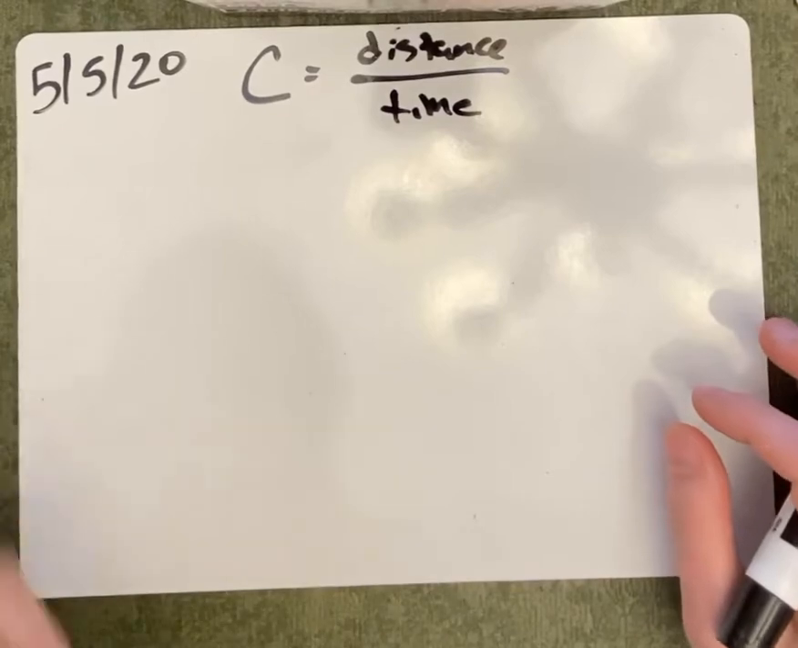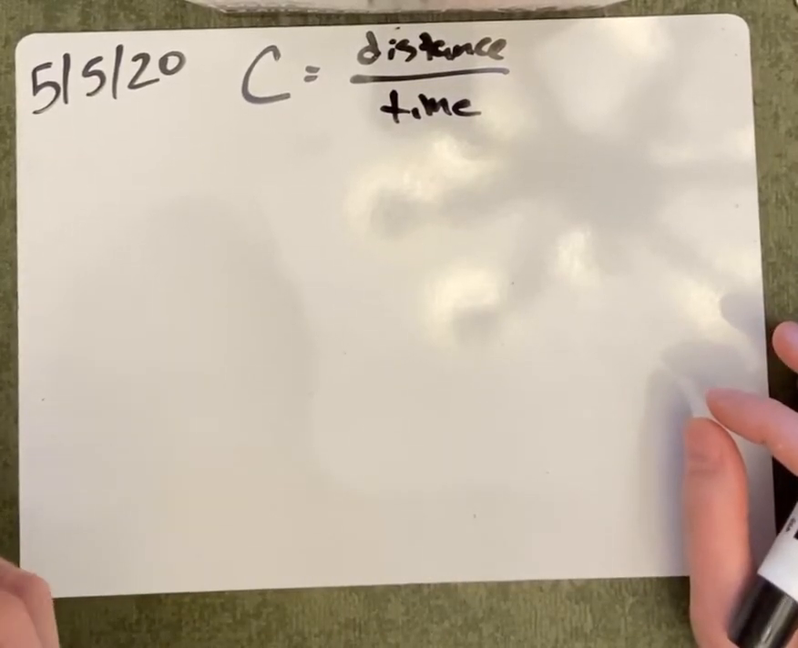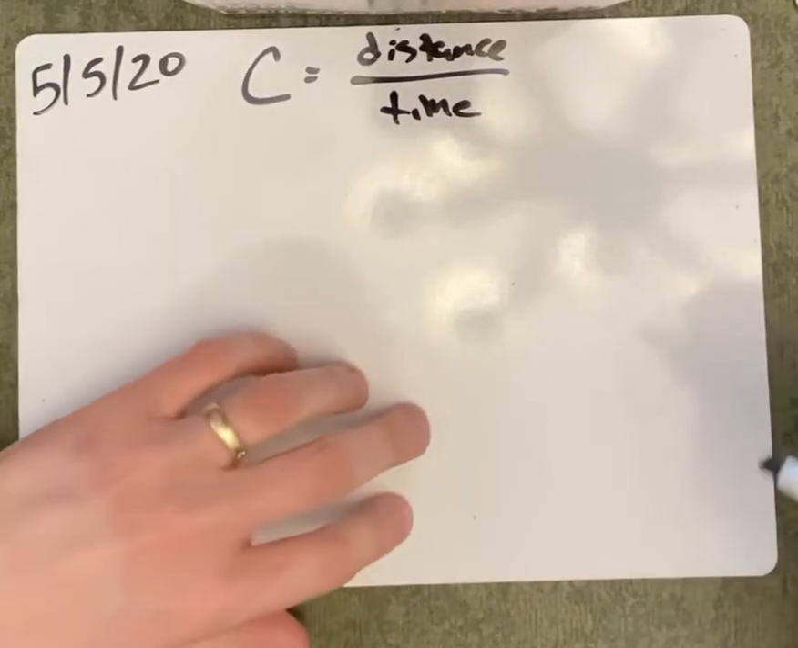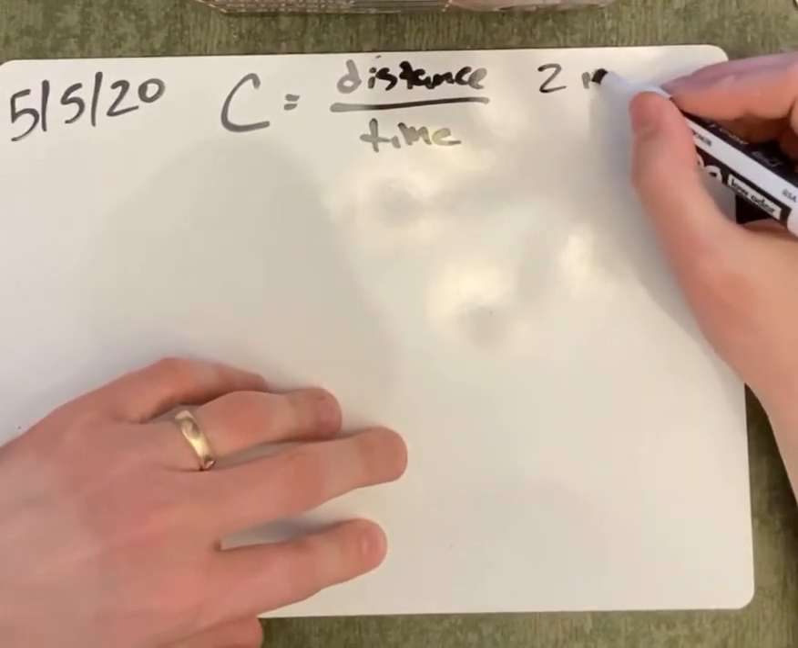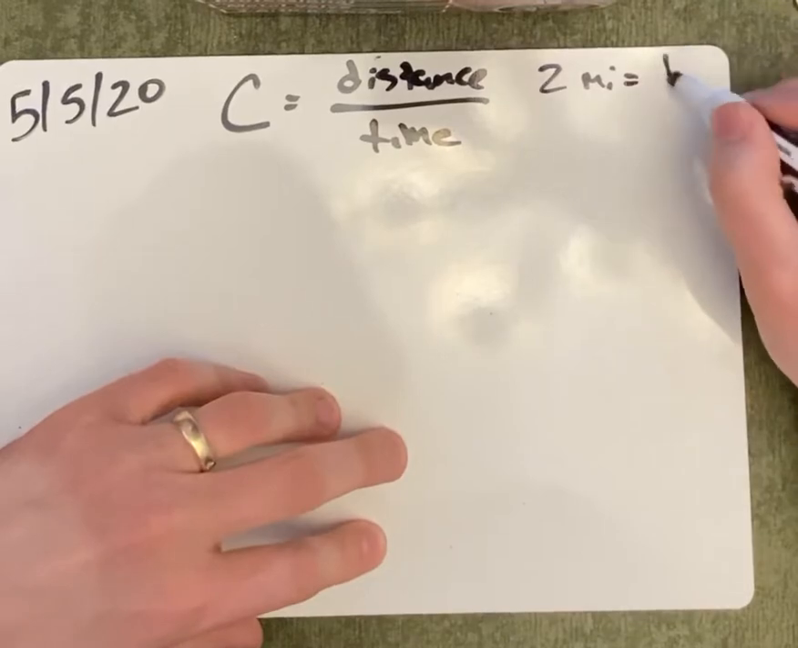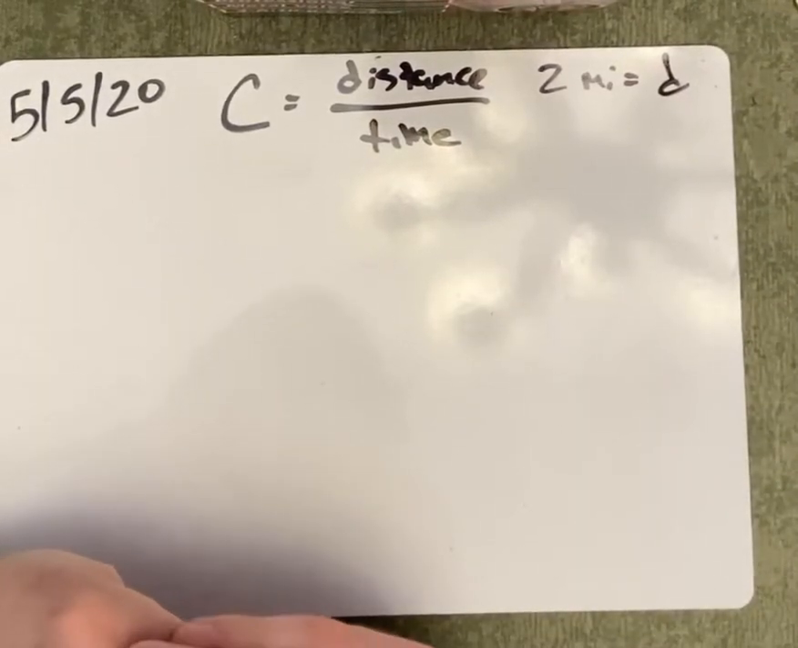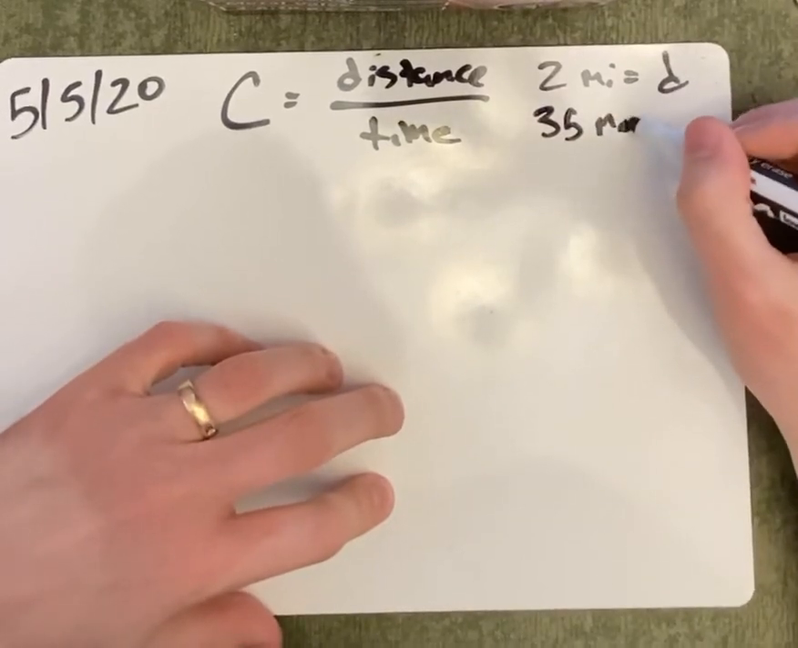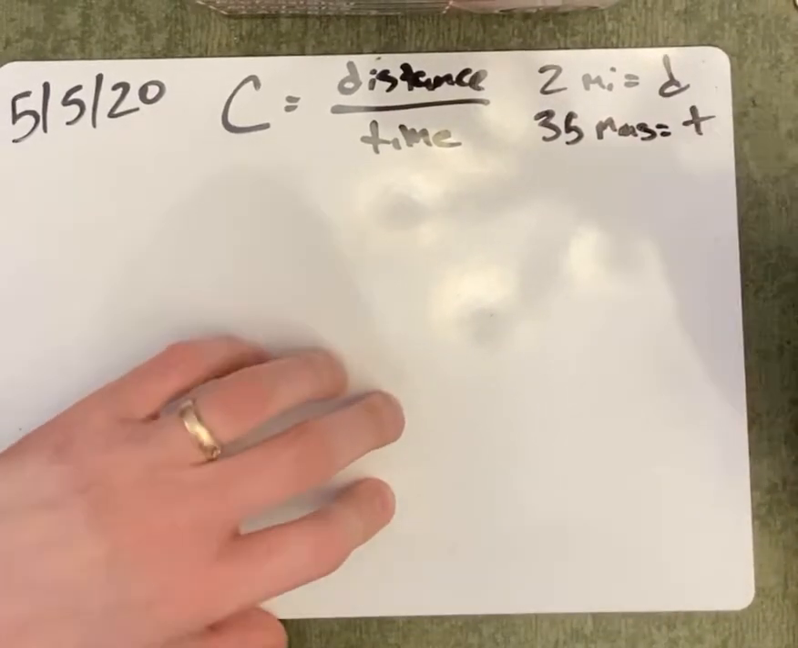All right? So Iman walks from the store to her friend's house 2 miles away. It takes her 35 minutes. So I got 2 miles, and I know that that is the distance, right? 35 minutes, I know that 35 minutes is the time, okay?